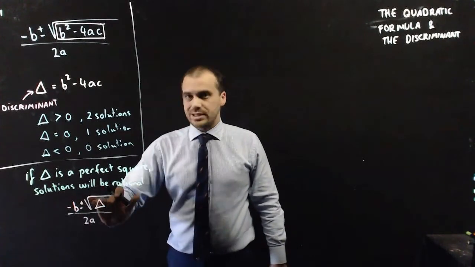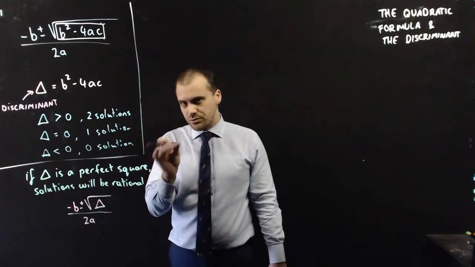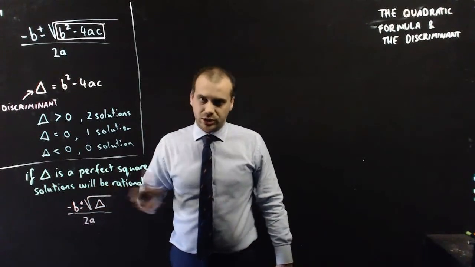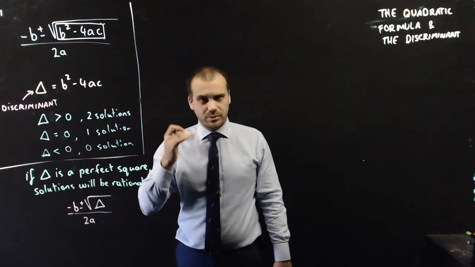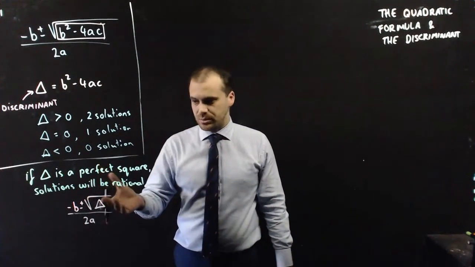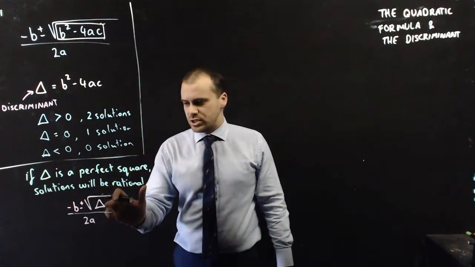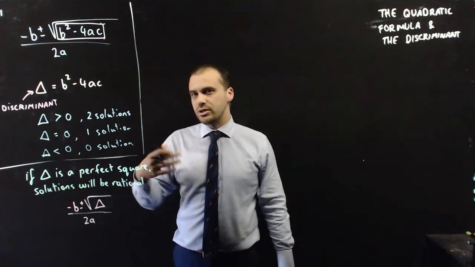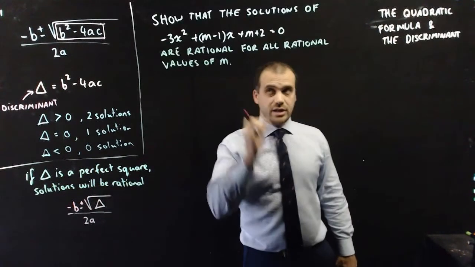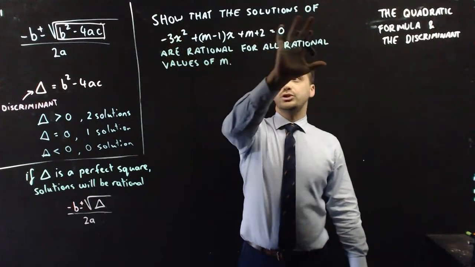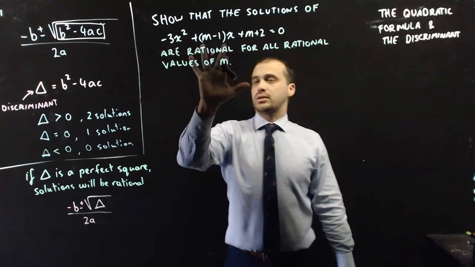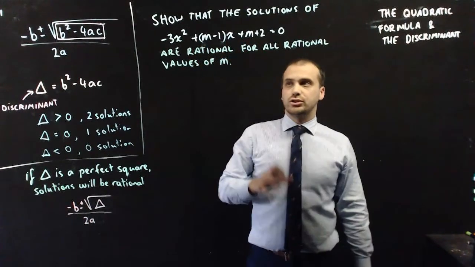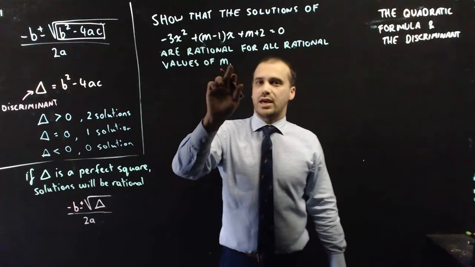Whereas if we put a number like 7 in here, which has an irrational square root, we'll have an irrational number on the top divided by a rational number on the bottom. And an irrational number divided by a rational number is an irrational number. So this gives us information about whether it will be a rational solution or an irrational solution. So here's a very challenging question. Show that the solutions of this equation, m minus 1 plus m plus 2, are rational for all rational values of m.